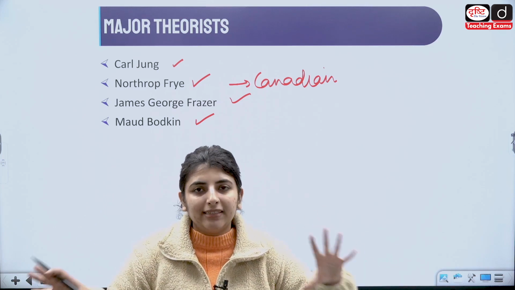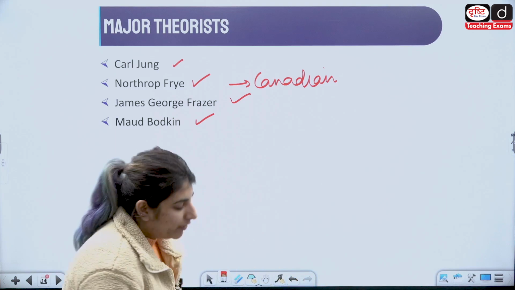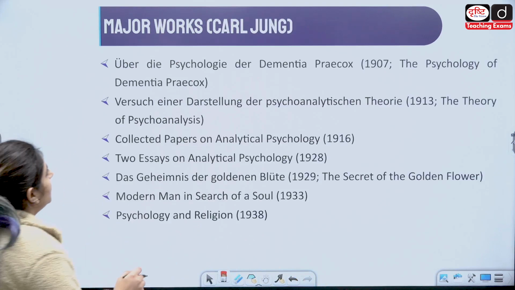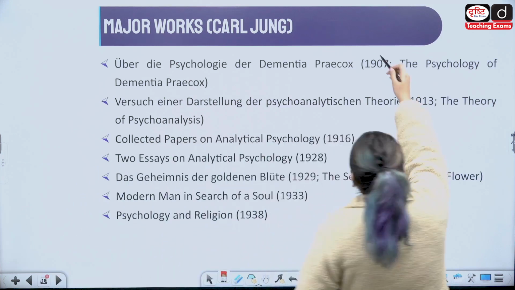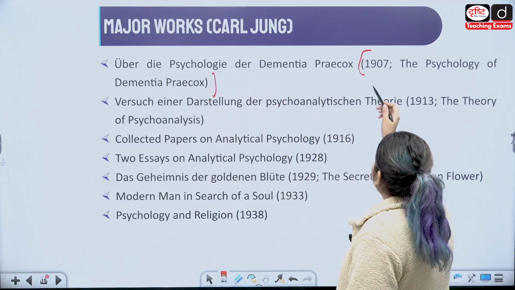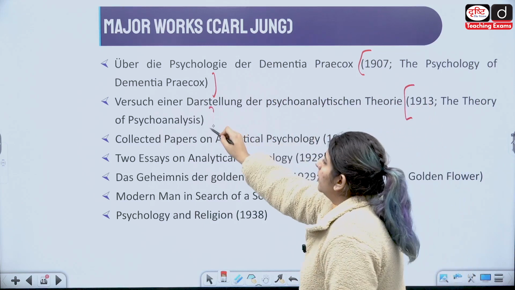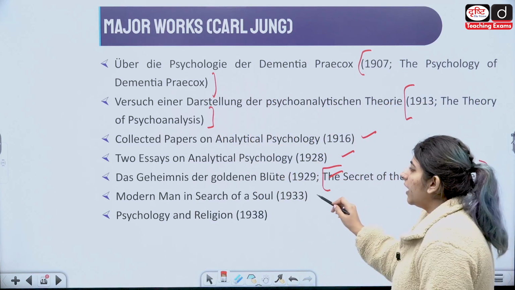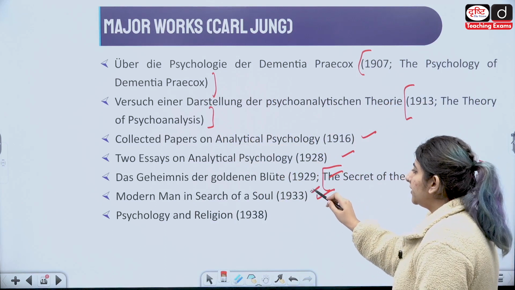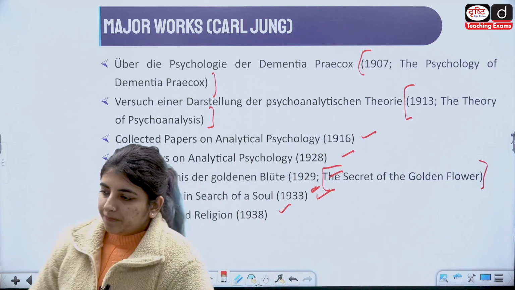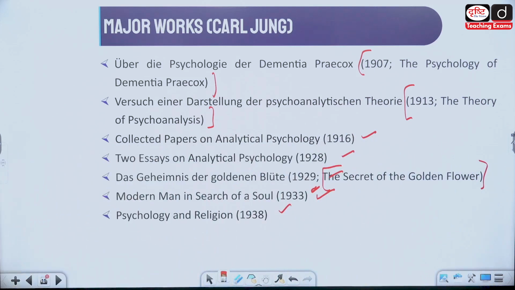सभी writers के, सभी theorists की books को chronology में I have already arranged for you all. So these are the names, and please try that you are writing down the English names mostly. ठीक है? ये तो time लग जाएगा आपको लिखने में. English names लिखो, right? यहाँ पे भी the secret of the golden flower, modern man in search of a soul. This is a PYQ, psychology and religion. You can pause here and note it down.